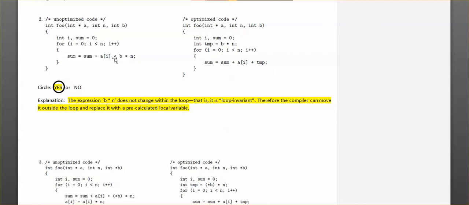And the answer is yes. There's no problem with side effects. There's no problem with aliasing. So it would do this.